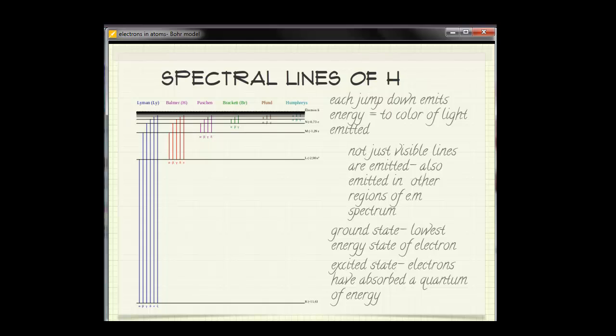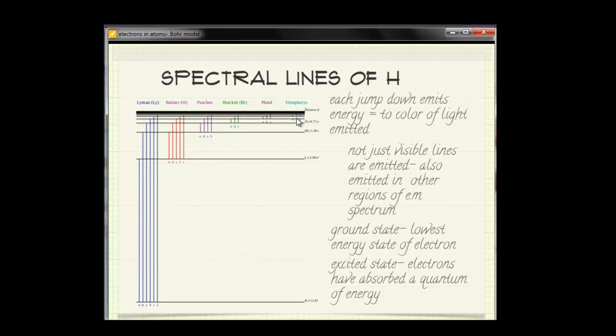Here's another diagram expressing the same thing. We have the high energy levels here, 7, okay? And we can go back down to n equals 1. This would be the Lyman series again in the ultraviolet range, going back down to n equals 1.